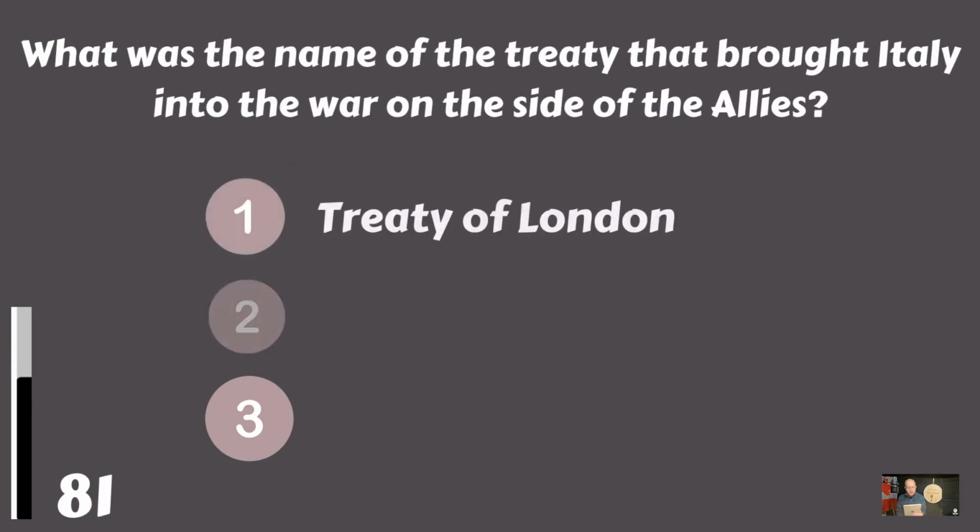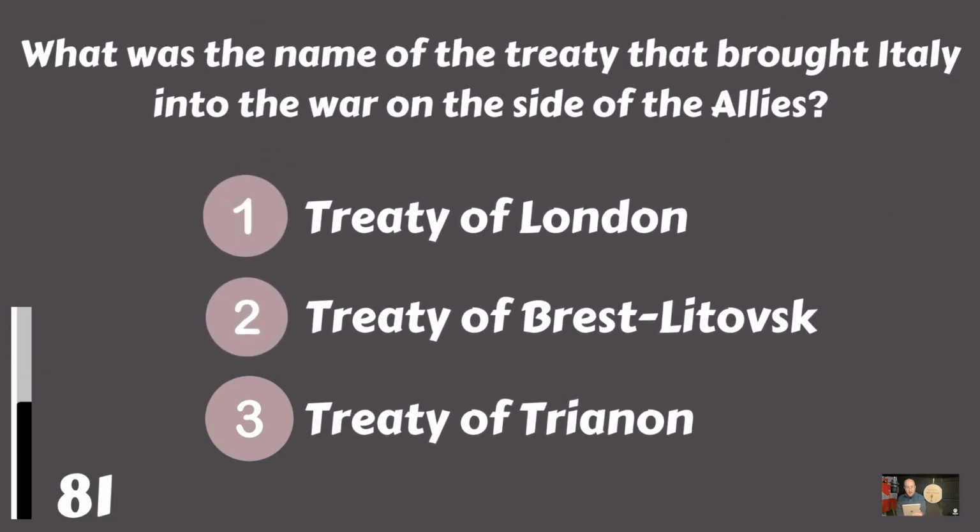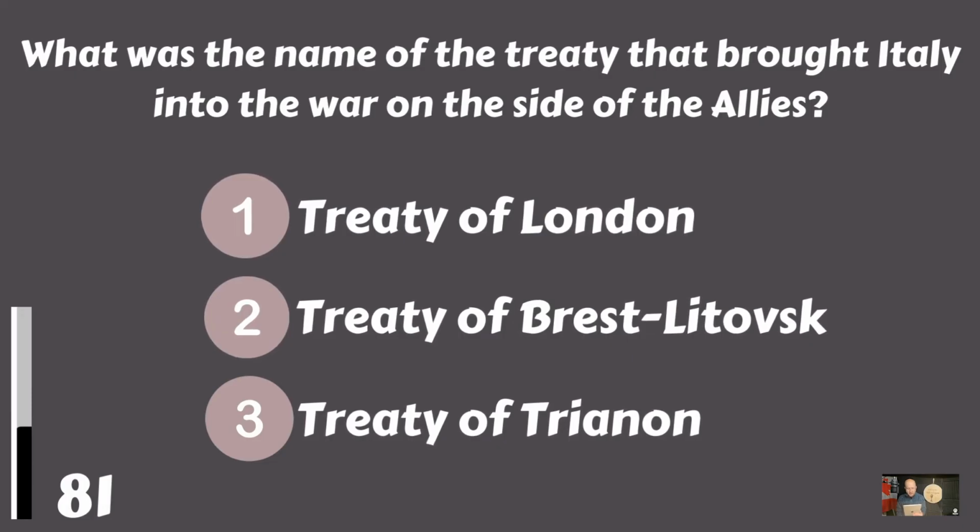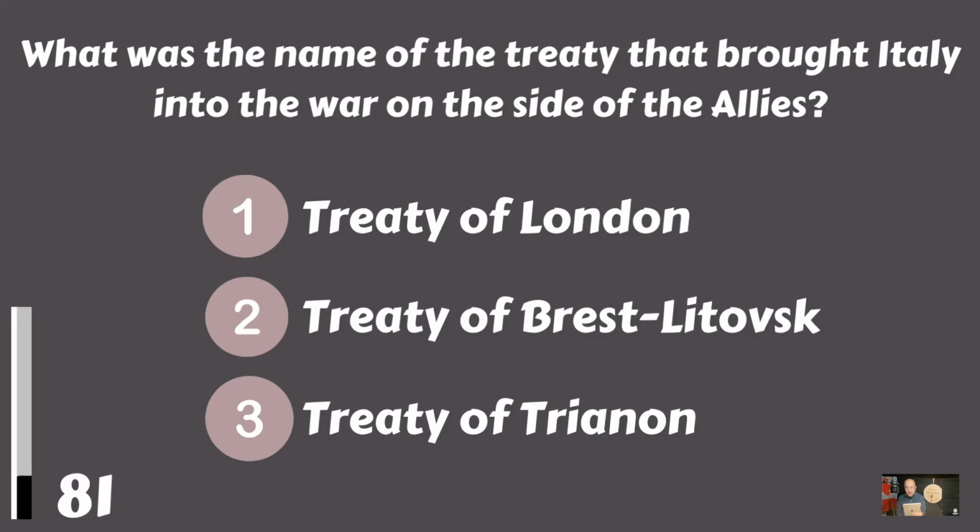What was the name of the treaty that brought Italy into the war on the side of the Allies? The Treaty of London, the Treaty of Brest-Litovsk, or the Treaty of Trianon?